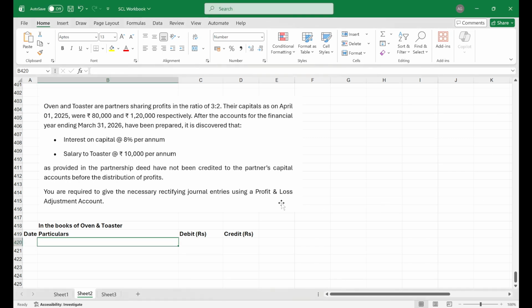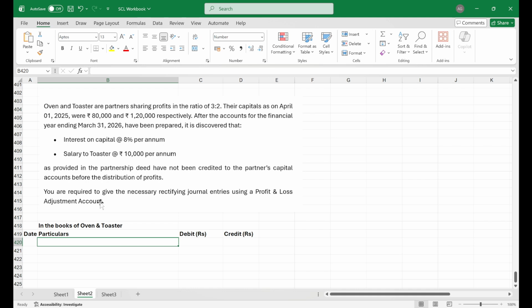Oven and Toaster are partners sharing profits in the ratio of 3:2. Their capitals as on 1st April 2025 were 80,000 and 1,20,000 respectively. After the accounts for the financial year ending 31st March 2026 have been prepared, it is discovered that interest on capital at 8% per annum and the salary to Toaster at 10,000 per annum, as provided in the partnership deed, have not been credited to the partners' capital accounts before the distribution of profits. You are required to give the necessary rectifying journal entries using a P&L adjustment account.